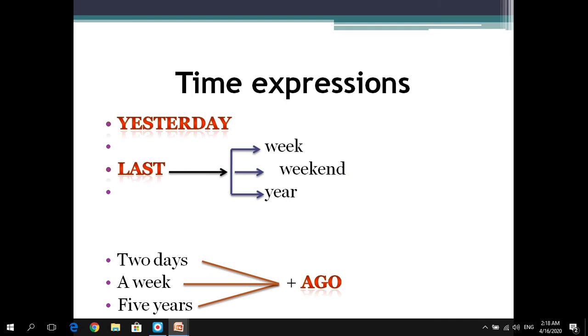After that, the last point in this lesson is the time expressions. There are some words that, when you see them, you have to know that the sentence is in the past. Like yesterday, last, like when you say last week, last weekend, last year, last month, last Friday. And then the word ago, when you say 2 days ago, 3 weeks ago, 5 years ago, and so on.